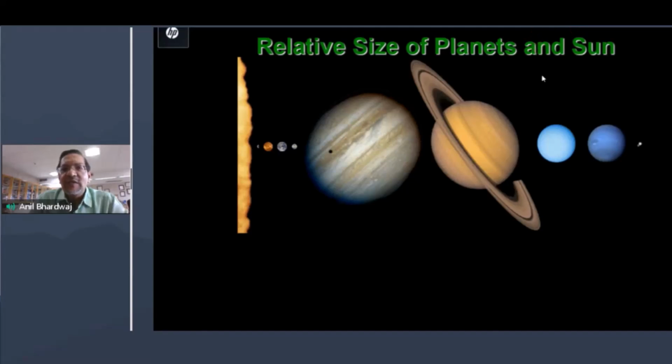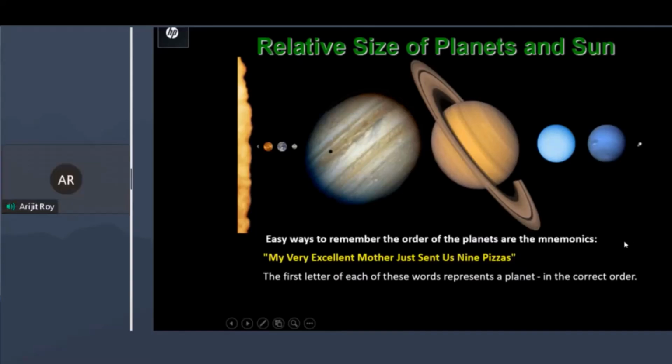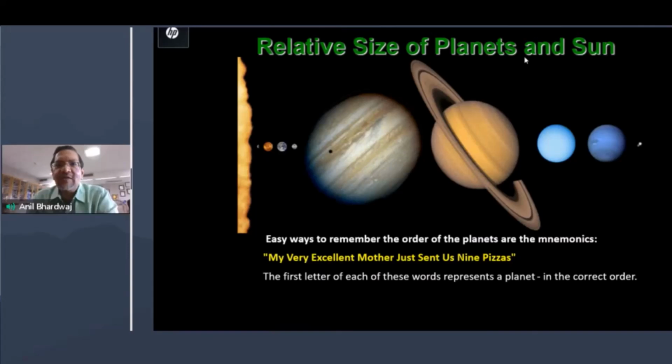Oops, when I use this, it doesn't move, is it? So I have to go back and then. You can use the down arrow. That is what I'm trying to see, down arrows.